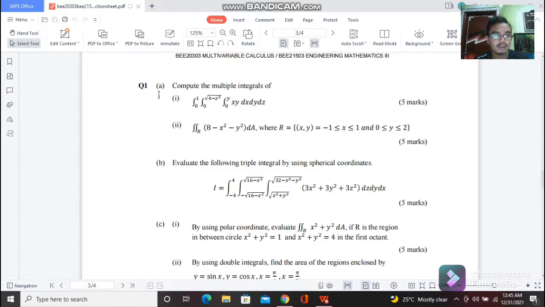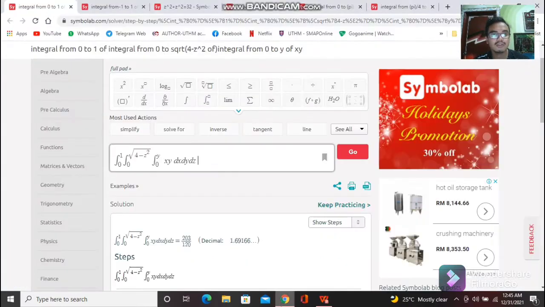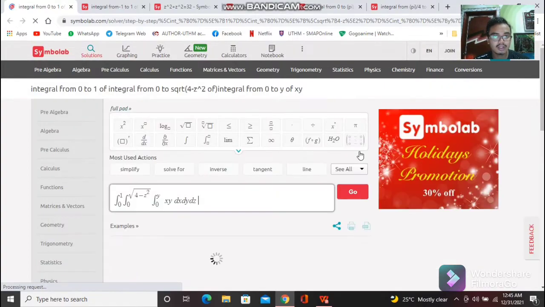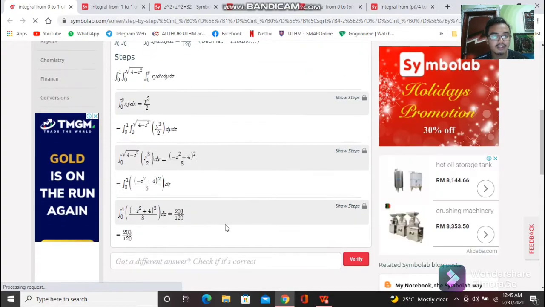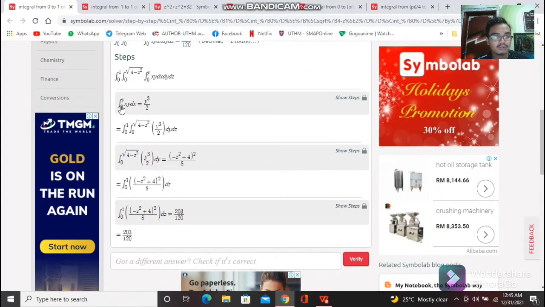Question number 1. A. Compute the multiple integral of question number 1. So this is the question number 1 and I will write in my software which is Symbol Lab. So this is the equation number 1. And then I will run it, and then the first step is solve the first integral, and then second integral, and then third integral, and then we will get the answer 203 per 120.